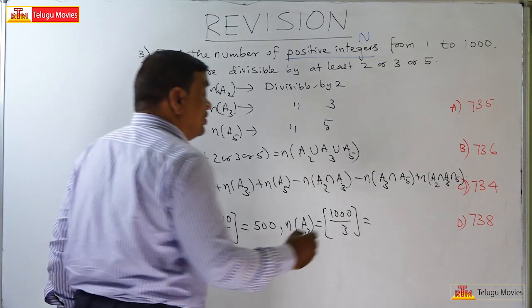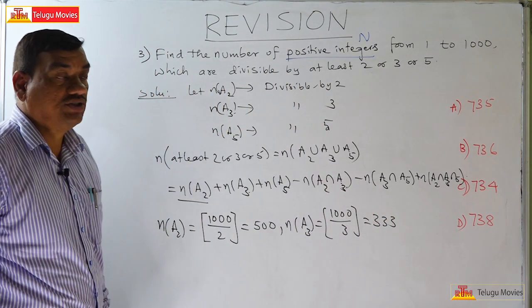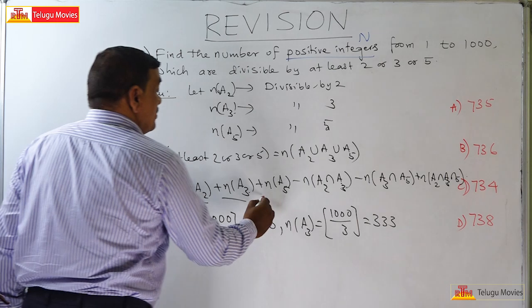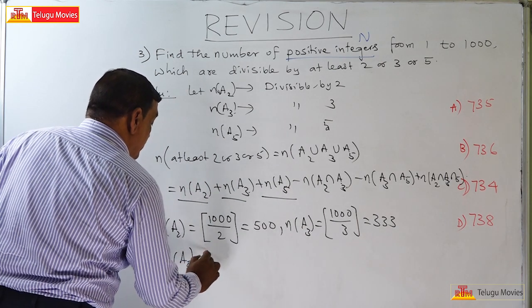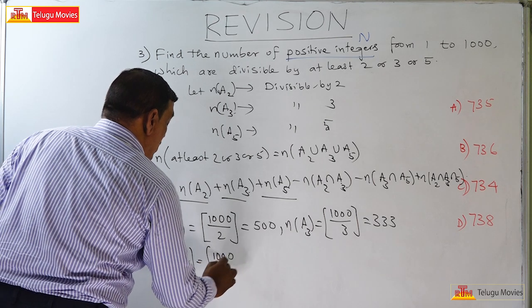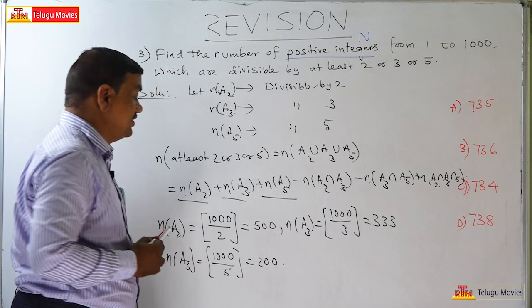333.33 will come, so this is equal to 333. Okay now? Right, so this is over. Now n of A5, that means floor of 1000 by 5. So this is equal to 200.